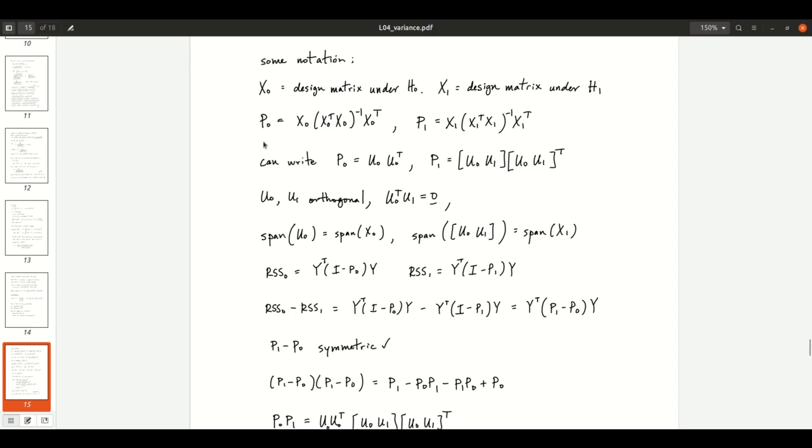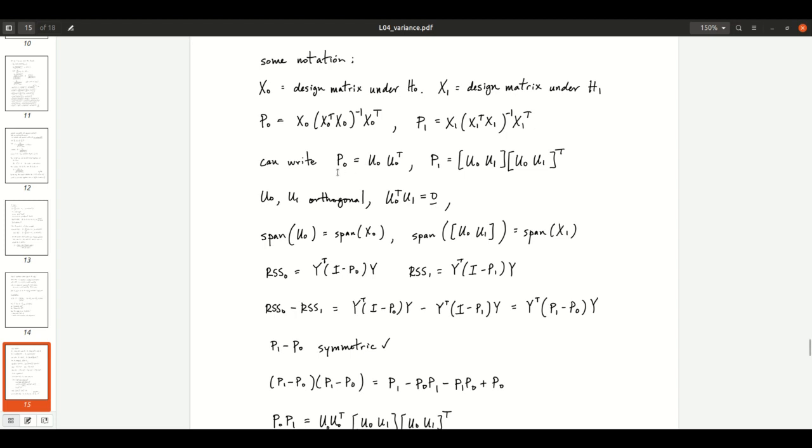Then from these two things, we can define the following projections. So P0 is going to be the projection onto the column space of X0. And P1 is going to be the projection onto the column space of X1, where X1 is the full design matrix which contains X0. Because these are both symmetric idempotent matrices and projections, we can write each of them as a matrix times a matrix transpose, where that matrix has orthogonal columns.